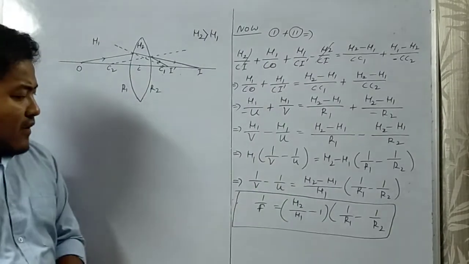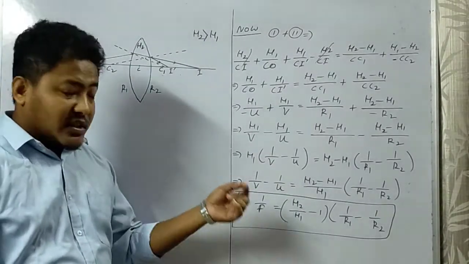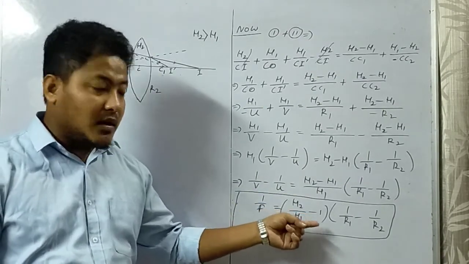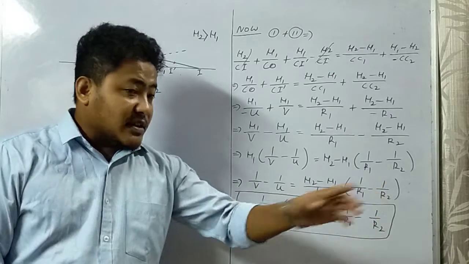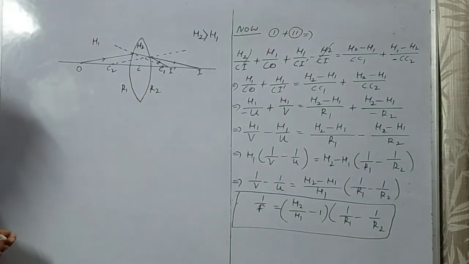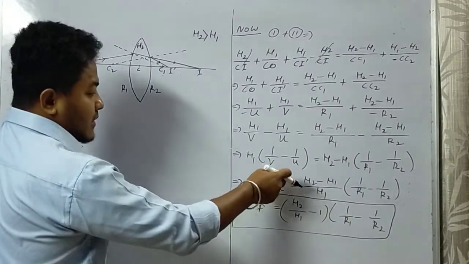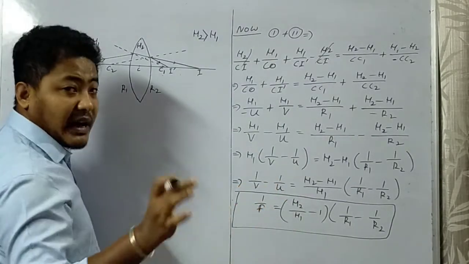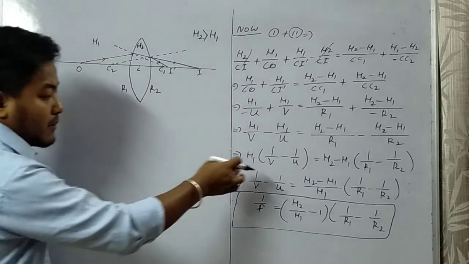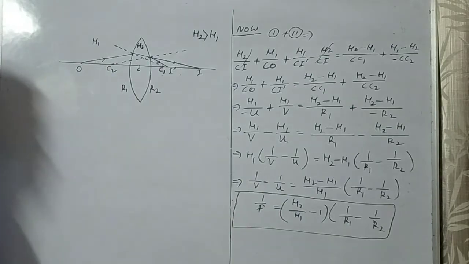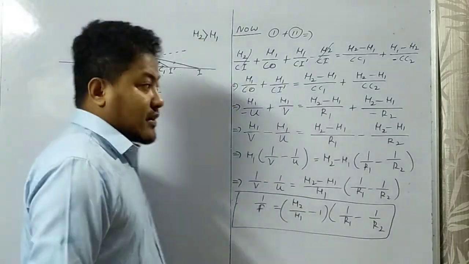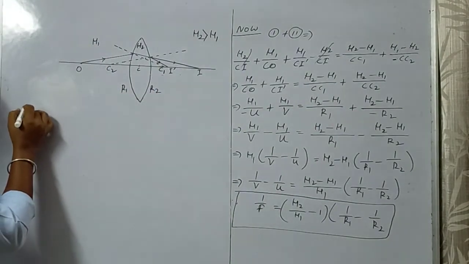So as we found, the lens maker formula was stated like 1/f = (μ2/μ1 - 1)(1/r1 - 1/r2). Now in this case, I told you that this 1/f came from the lens formula. As you know, the lens formula is 1/f = 1/v - 1/u. But there is a logic also. That is for a special case.